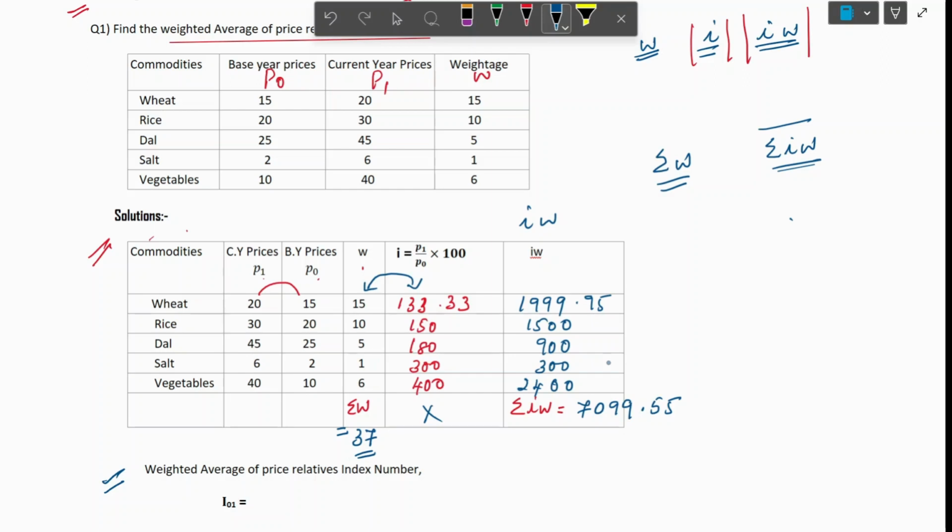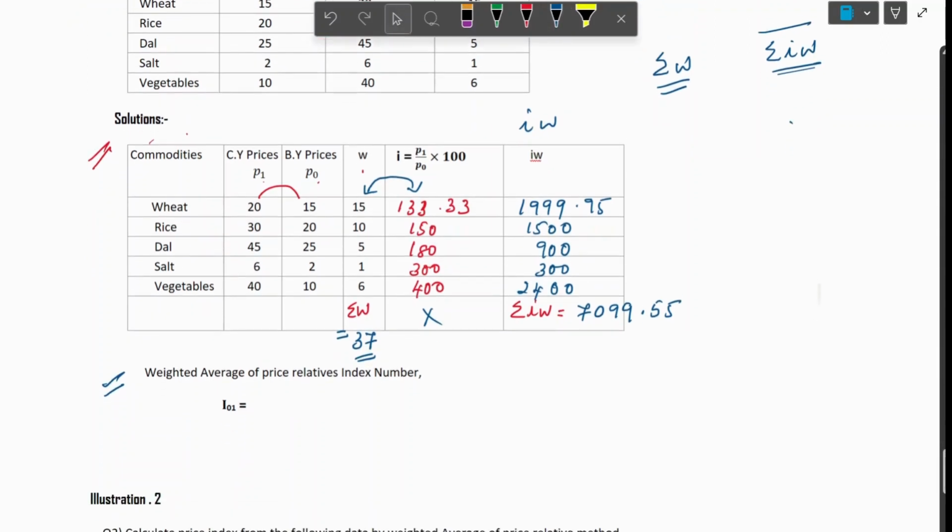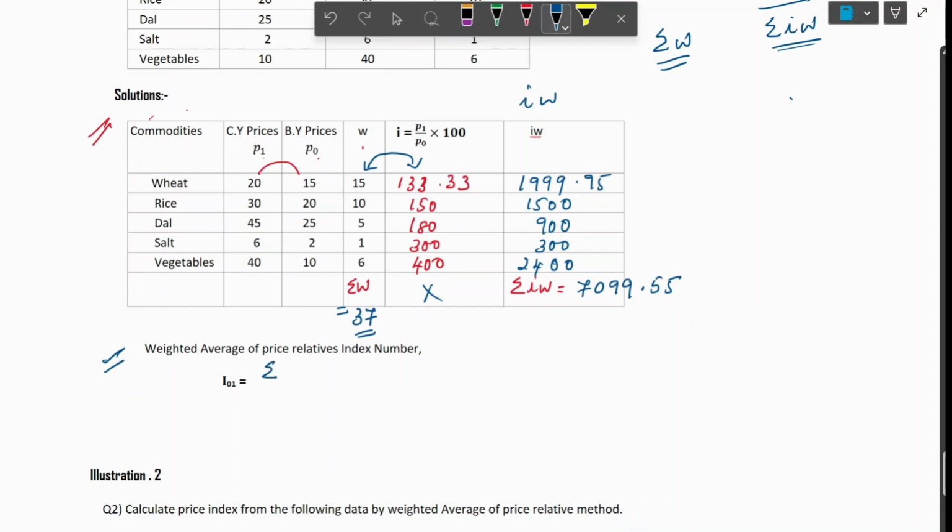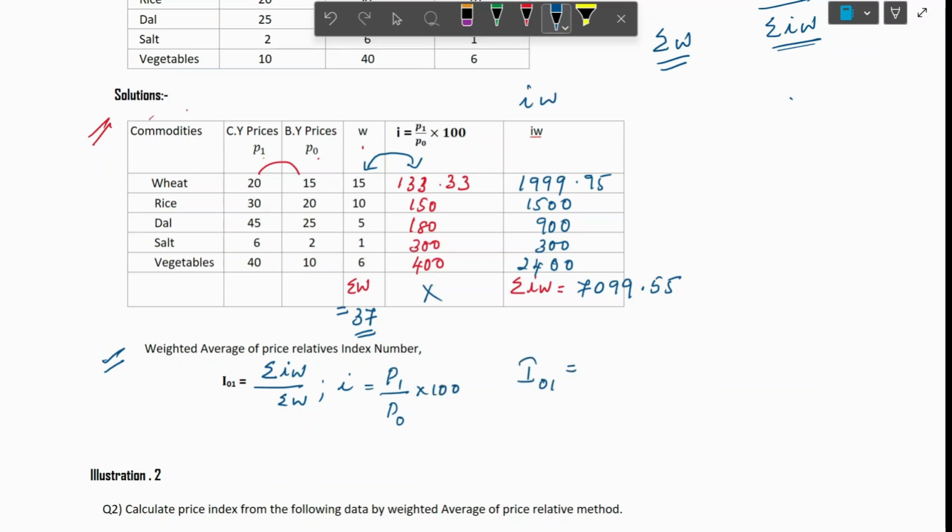That means you write your formula. The formula is summation of IW divided by summation of W, where I equals P1 divided by P0 into 100. Now substitute: I01 equals 7,099.55 divided by 37. The answer is 191.89054. You can correct it to 2 decimal points, that is 191.89. How do I get that? Because after 9, the next digit is 0.